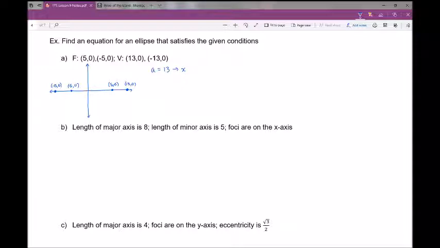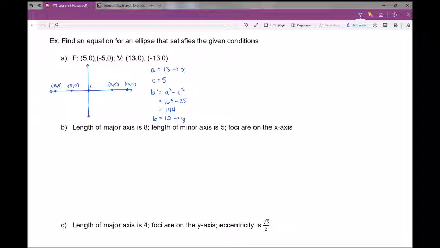So we know that C then is equal to 5 because that's the distance between our center, which we're assuming is (0, 0) for this part of the lesson, and our focus, okay? Sorry, C is the distance between the center and the focus, okay? So we need to find B. So we know that B squared is equal to A squared minus C squared, which is 169 minus 25, which is 144. So B must be equal to 12. Okay, so now that I've found B, I know that B must be related to the y-axis.